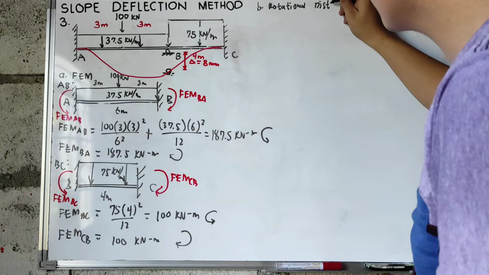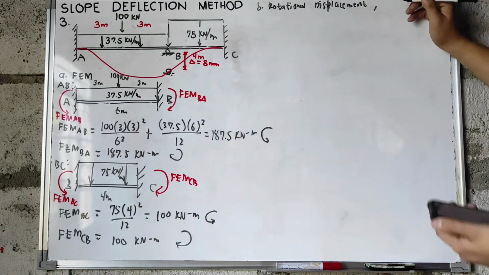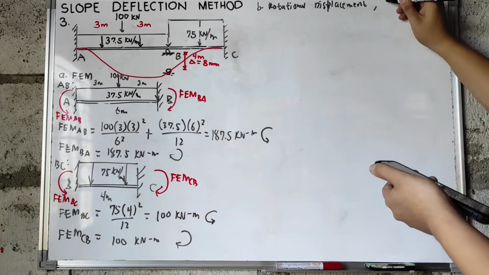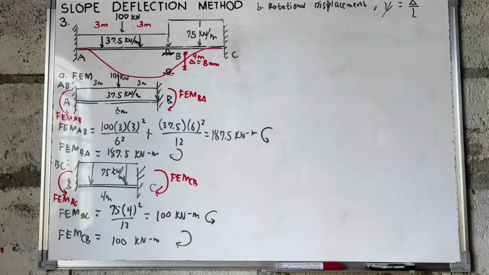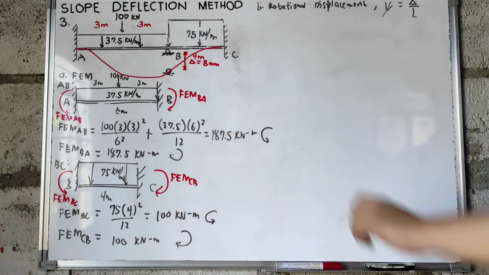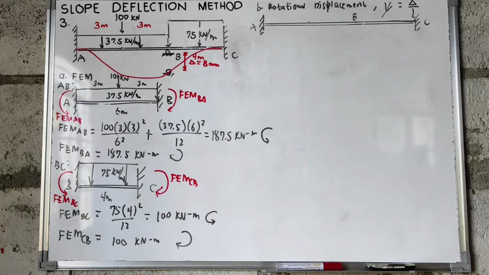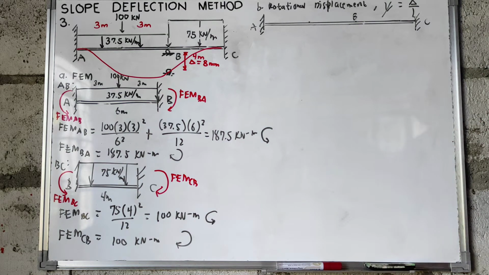So for the rotational displacement, ito yung tinatawag natin na symbol na psi. So yung psi natin is equals to delta over L. So for this one, we are going to consider yung beam natin that has a settlement of 8 mm. So for this example, we will consider yung rotational displacement natin caused by the settlement of 8 mm dito sa support B natin.